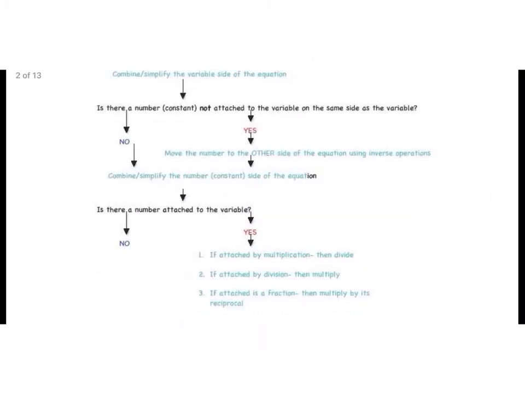Once you've combined or simplified the variable side of the equation, then you need to determine, is there a number or a constant not attached to the variable on the same side as the variable? For example, if you had 3x plus 4 equals 10, this 4 would be a constant. So if there is, then you move it to the other side of the equation using inverse operations. If there's not, then you combine or simplify the number or the constant side of the equation.